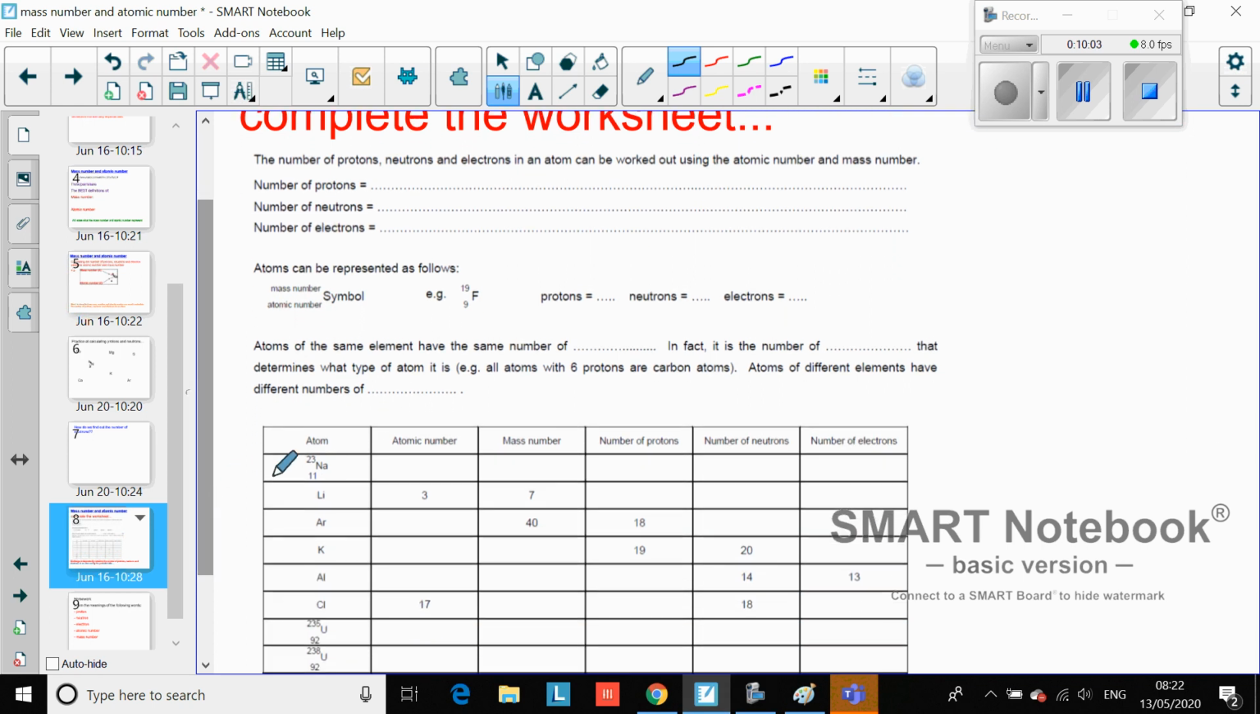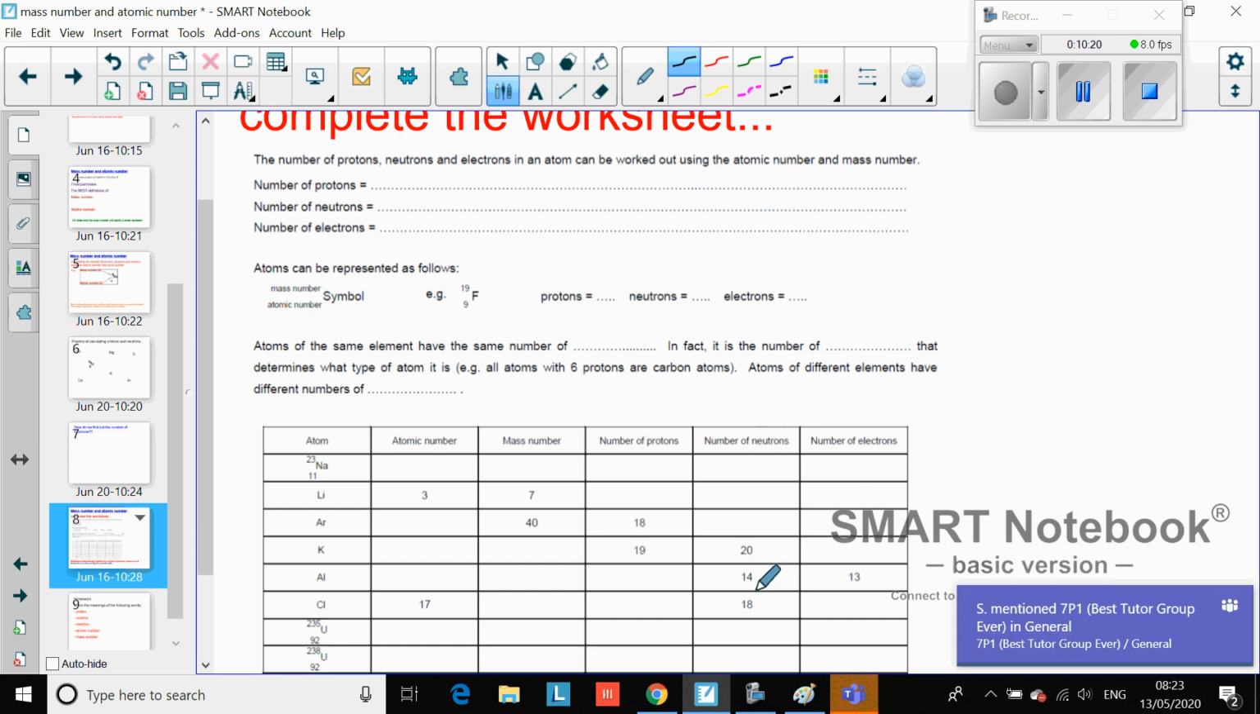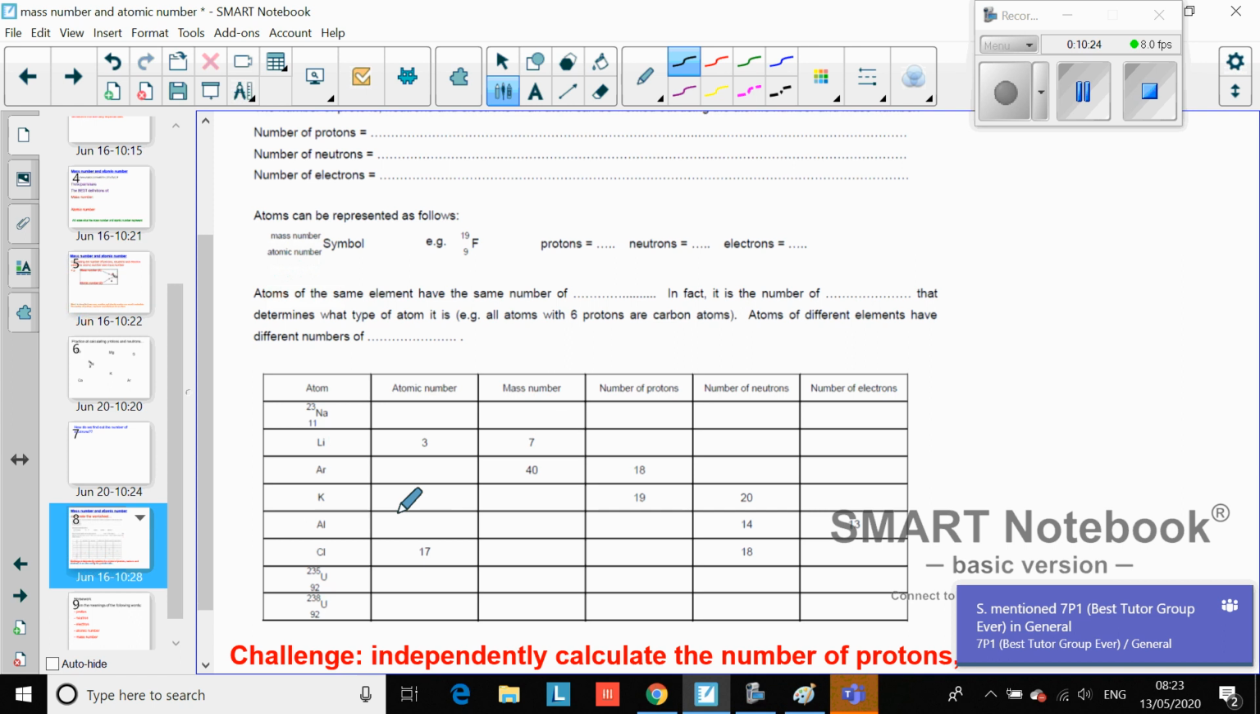In each case, what you need to do is using the description of the atom, so the atomic number, the atomic mass, and the symbol, work out the atomic number, mass number, number of protons, number of neutrons, number of electrons. Some have been partially filled in for you. This will require you, in a couple of the cases, getting the calculator out.